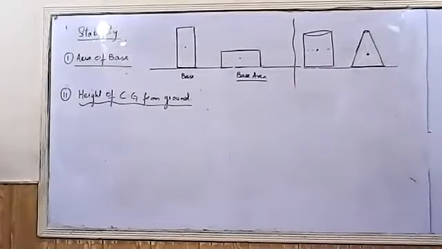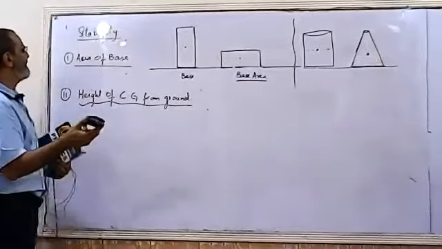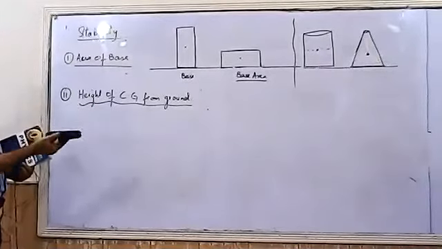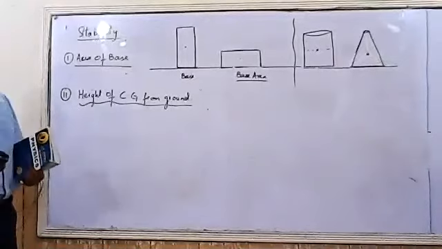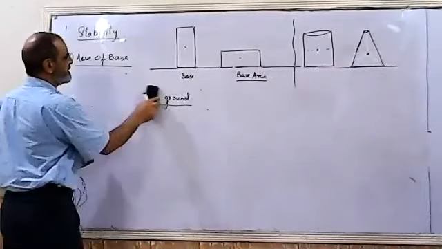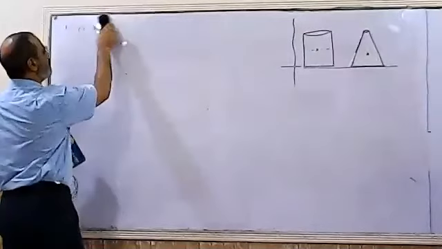Let's solve a few problems related to the movement of force. Okay, stability depends on two factors. One is the area of the base, and another is the height of the center of gravity from the surface or the ground. So these are two factors that we have to consider to decide which object is more stable.